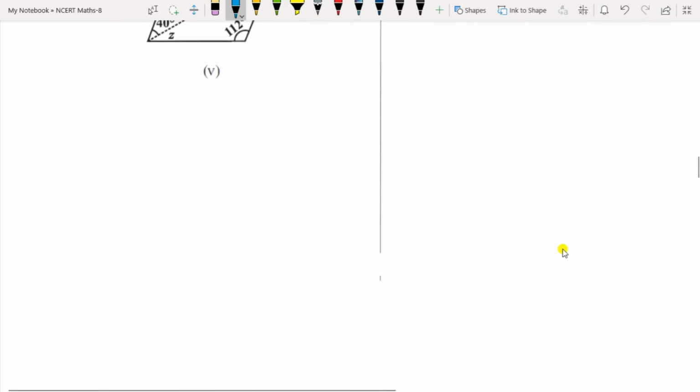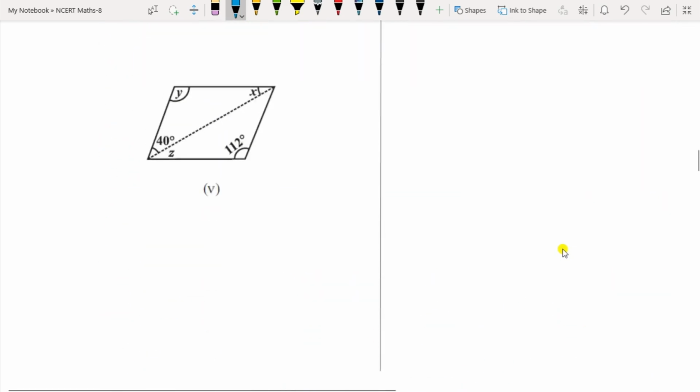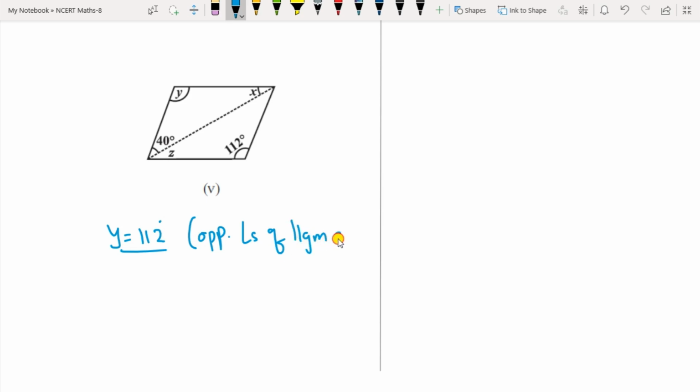Next one is this figure. This is a quadrilateral. Now here 112 is given, so y will be 112, that is, opposite angles of a parallelogram are equal. The reason is opposite angles of a parallelogram are equal. Okay, so y became 112.